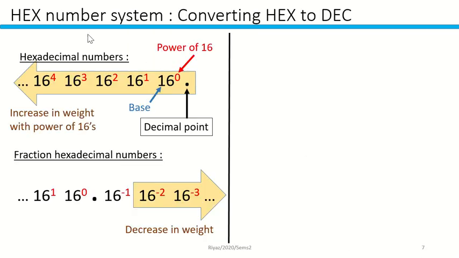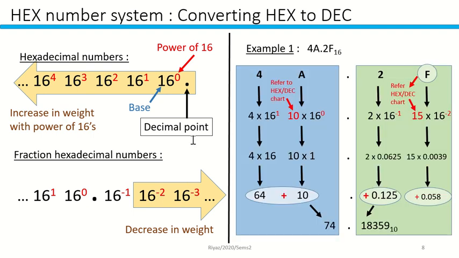So now, how to convert from hexa to decimal. This is the power. Each of the digits is represented from base 16 to the power of 0, 16 to the power of 1, 16 to the power of 2, and so on. And for the fraction, it's going to be 16 to the power of -1, 16 to the power of -2, and 16 to the power of -3.